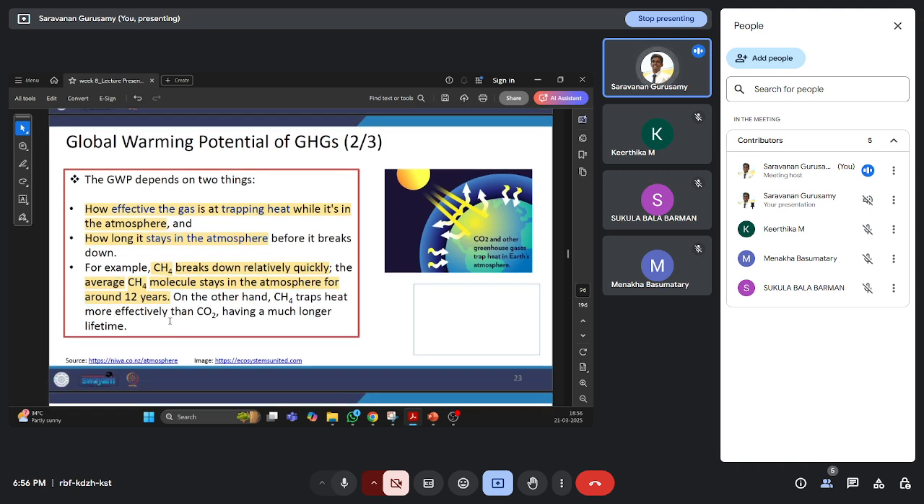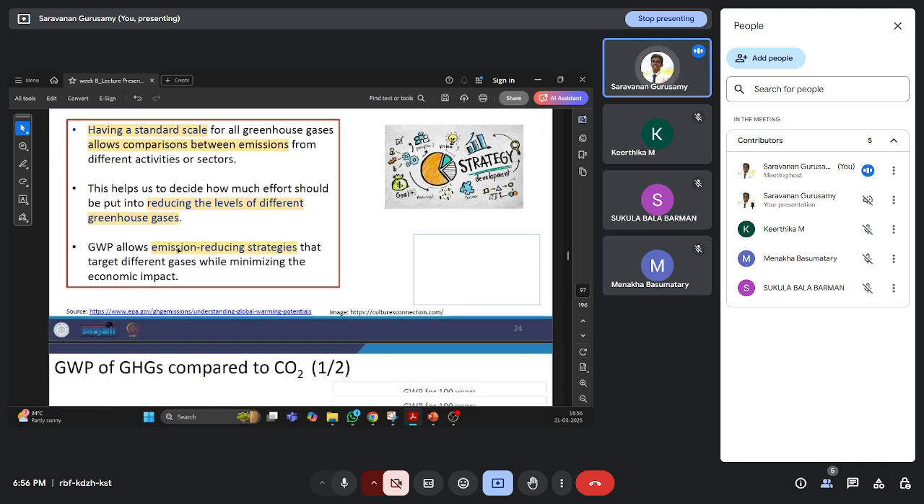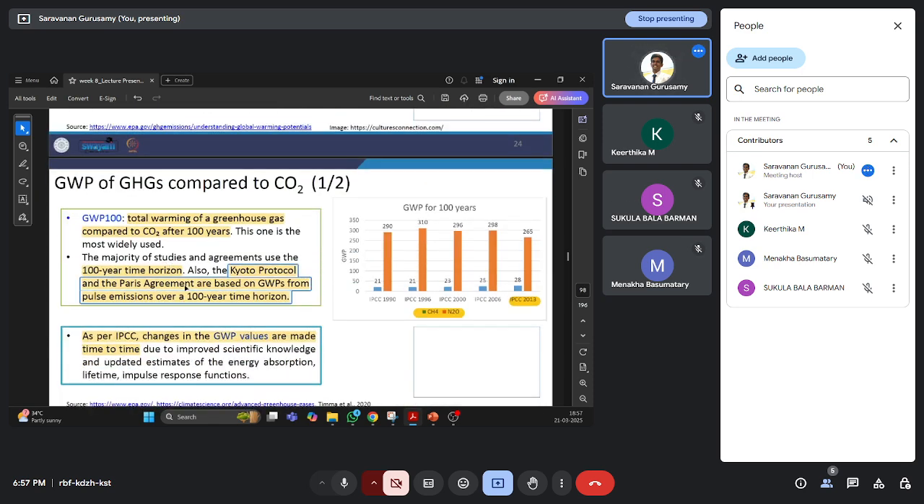CH4 breaks down quickly, and CH4 molecules stay in the atmosphere for over 12 years. Having a standard scale allows comparison between the emissions and reducing the levels of different greenhouse gases. This will help you to propose strategies that will reduce the emission. Then GWP 100, that is the 100-year scale I have been talking about. 1 ton of CO2 can emit this much heat in 100 years. The same can be emitted by 1 by 24 of methane.